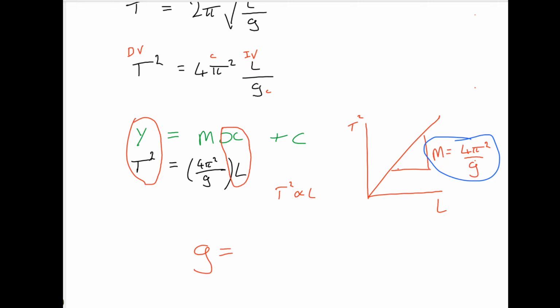So if I rearrange that equation I've circled in blue, I just get 4 pi squared divided by m, which is the gradient. So my value for g would be 4 times pi squared divided by the gradient of the graph. So bear in mind, I'd need to work out the gradient, I need to plot a graph. To get a graph, I need a range of readings. If I need a range of readings, I need a procedure to let me collect a range of readings for time and length. And I'll need to calculate t squared out of those repeat readings. So now you're in a position to go away and write your procedure.